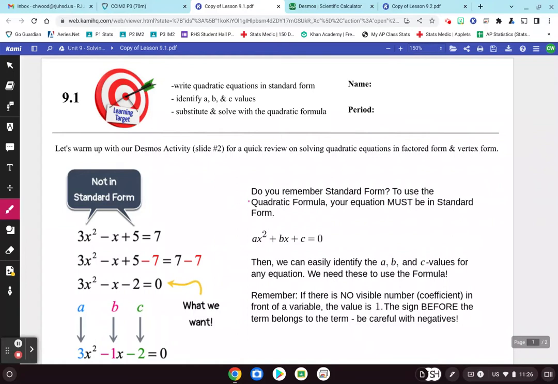So when we're looking at our quadratic equations in standard form, instead of having to factor them, you can use this formula. The catch: you do have to know how to use the formula. So that's our goal today.